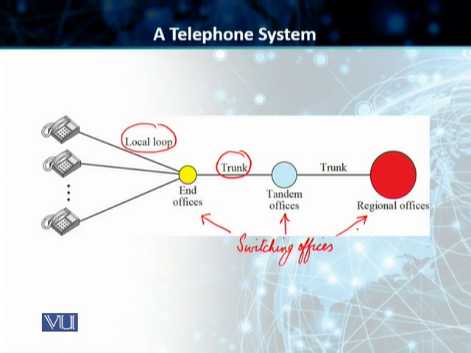Students, the first one is local loops. So this is nothing but a twisted pair cable that connects the subscriber to the end office. So this last mile or the local loop that connects your subscriber, that connects your telephone set to the end office is called this local loop. It's the nearest end office or your local central office.